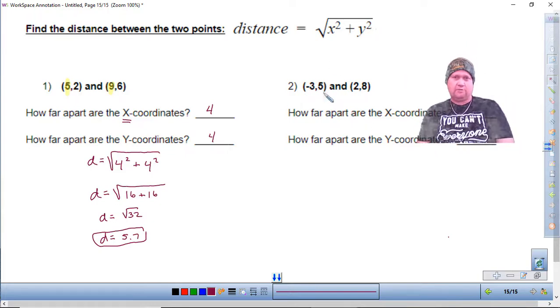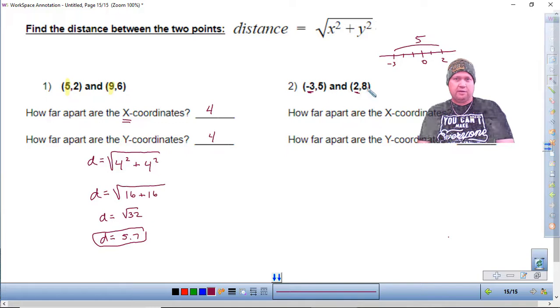Let's take a look at this second problem here. I threw a negative in there. And if we want to know how far apart the x coordinates are, I need to know how far apart a -3 and a 2 are. If you can picture a number line, -3 is all the way out here, and then there would be a -2 and a -1 and then 0. And you can see that in order for me to get from -3 all the way out to 2, I would have to jump 5 units. So my x's are 5 apart.